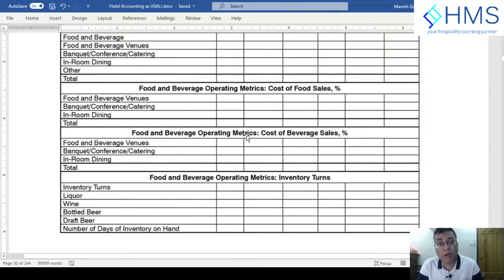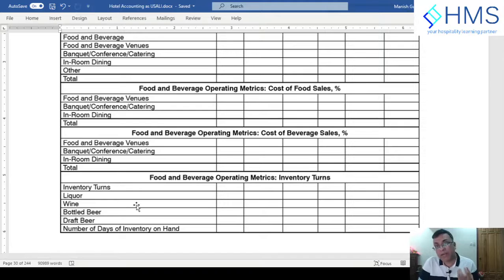The next is the cost of food sales for food and beverage venues, banquet, and in-room dining, and then the cost of beverage sales for venues, banquet, and in-room dining. And then you will have inventory turnover. Inventory turns means how many times the inventory has been used, and the number of days for each item.